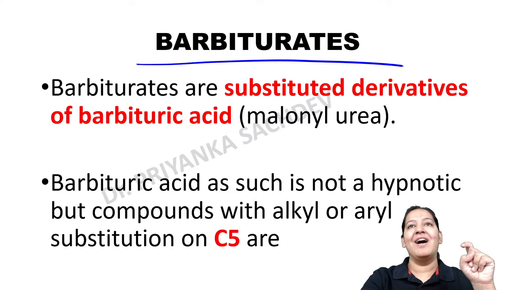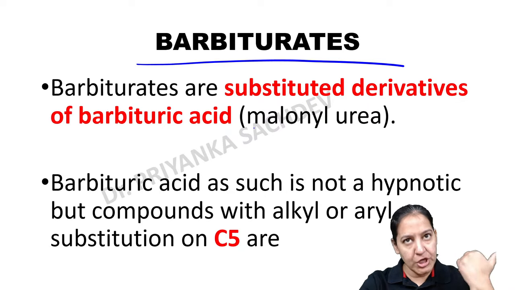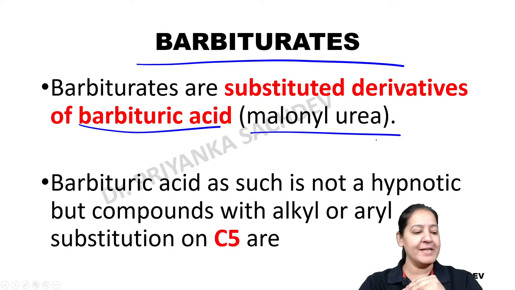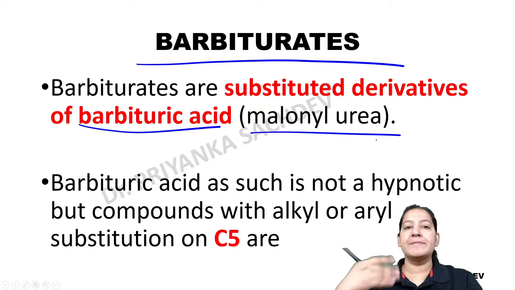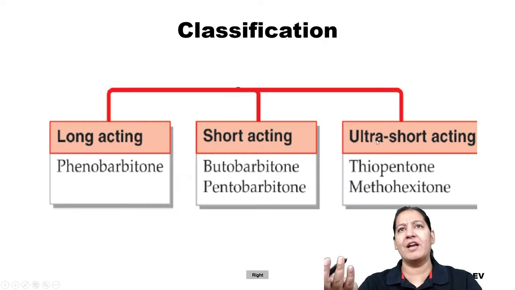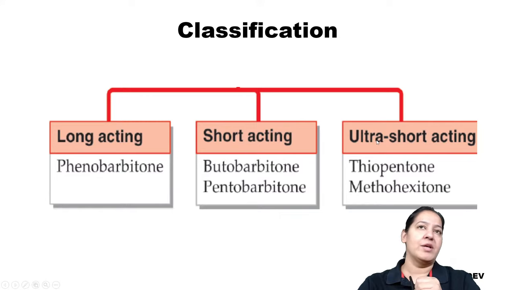Barbiturates are known as barbiturates because these are substituted derivatives of barbituric acid. What is barbituric acid? It is malonyl urea. So these are the substituents of barbituric acid. That's why they are known as barbiturates. That is the chemical formula. In the introduction, nothing else important is there.